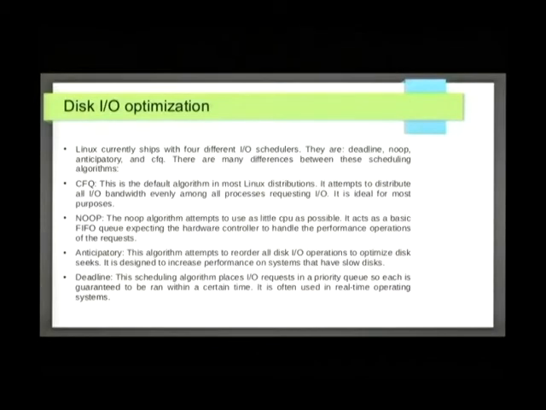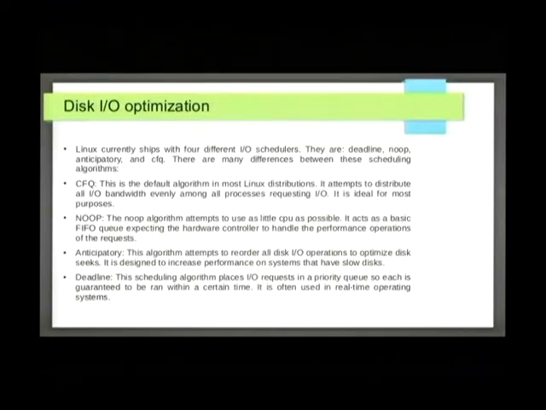Then NOOP. This algorithm attempts to use as little CPU as possible. It acts as a basic first in, first out queue, expecting the hardware controller to handle the performance operation of the request. If you have a notebook, server, whatever, with solid state disk drive, use this. Your computer will be much faster. Try it.